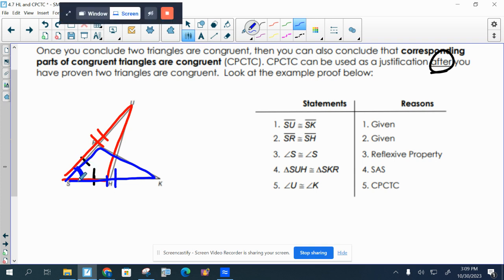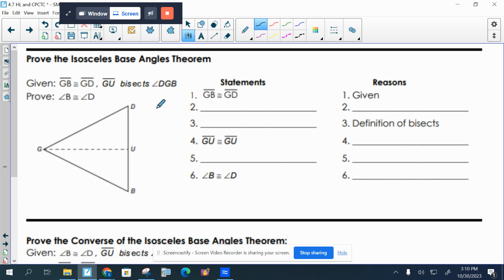So side, angle, side. And then after you prove they're congruent, you can prove that angle U and K are congruent. So up here by CPCTC. Sometimes if you prove that two angles are congruent, you can just use third angles theorem to prove that the third angle is congruent. But there's no third side congruence theorem, just so you know. So let's do some examples.